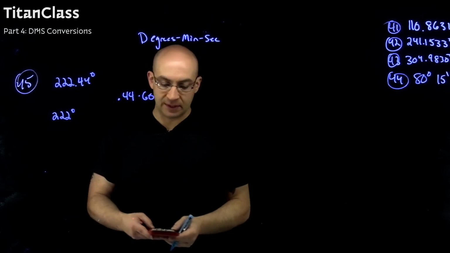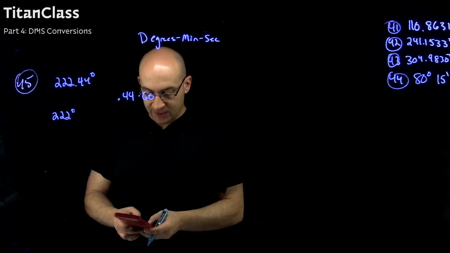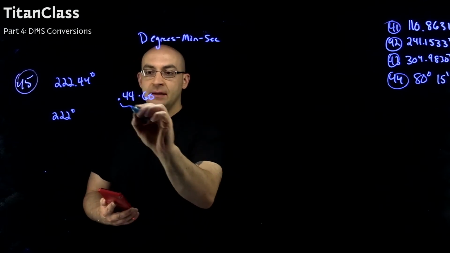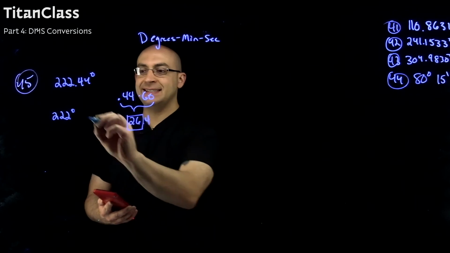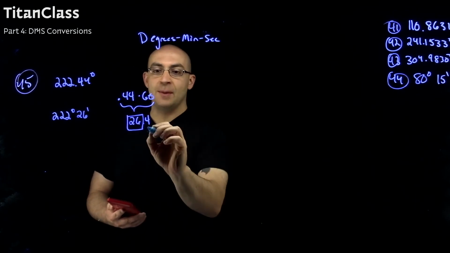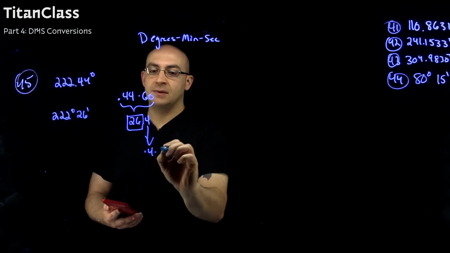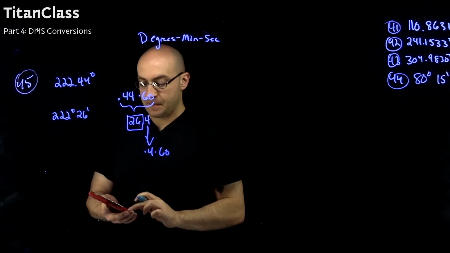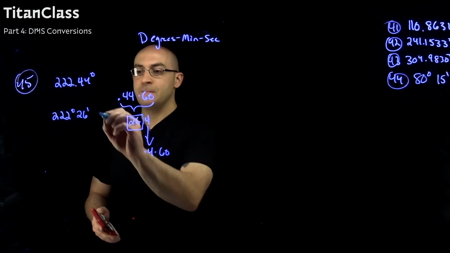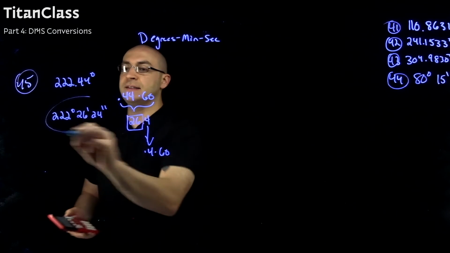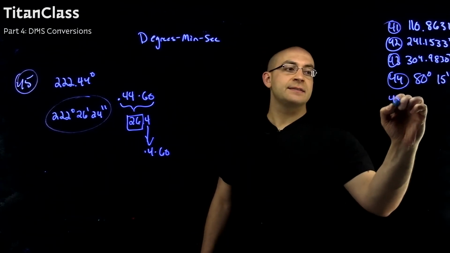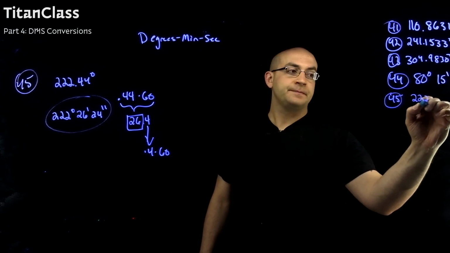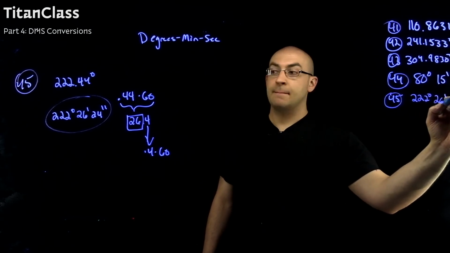I'm not doing 44 because that would be a mess. 0.44 times 60, that gives me 26.4. The 26 is my minutes. The 0.4 multiplies by 60. And that's going to be 24. Final answer. 222 degrees, 26 minutes, and 24 seconds.